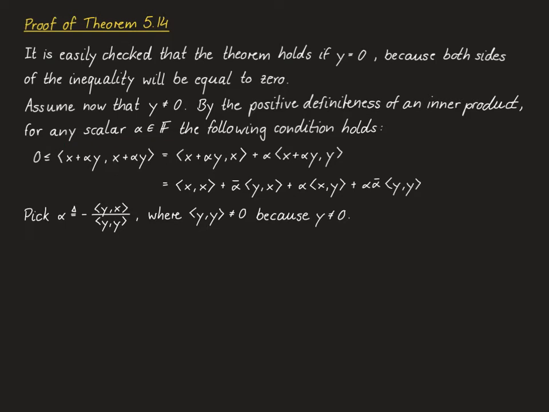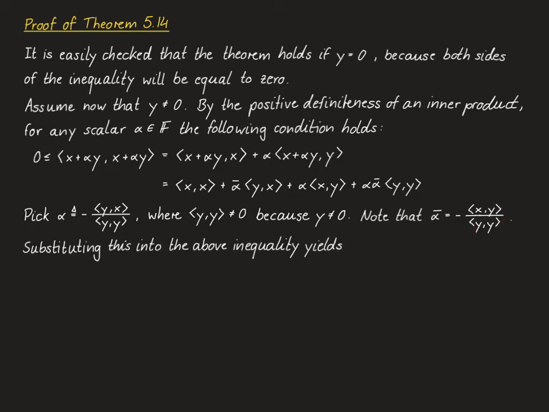So we may pick a particular alpha, which is defined here as minus the inner product of y with x divided by the inner product of y with y, where the denominator is non-zero because we have assumed that the vector y is non-zero. Note that by conjugate symmetry, alpha bar is equal to minus the inner product of x with y divided by the inner product of y with y. So substituting alpha and alpha bar into the above condition yields the following inequality.